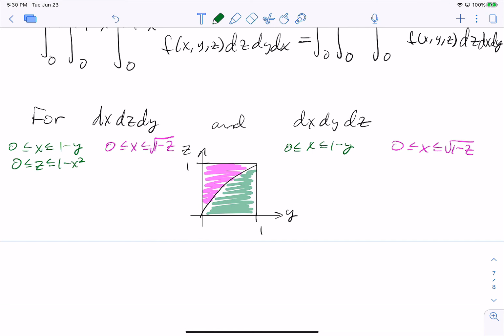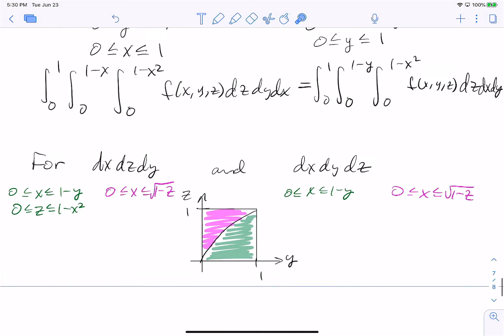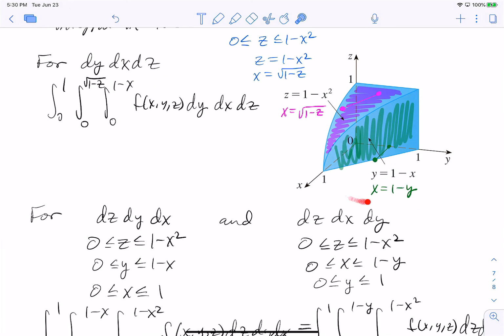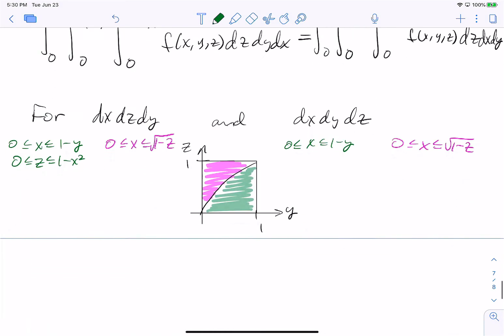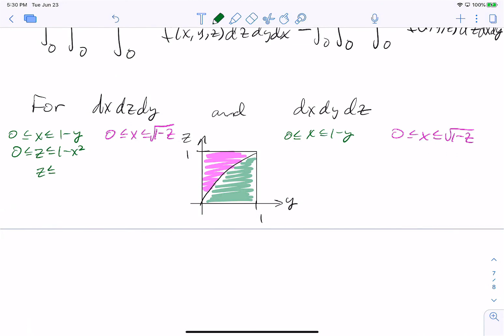However, I can't have z depending on x if I've already integrated with respect to x. The relationship that we have between x and y is that x is equal to 1 minus y. Therefore, for z, I've got to replace x. Z is going to go from 0 to 1 minus the quantity of 1 minus y squared. Simplifying, we get that z goes from 0 to 2y minus y squared. And then we can see again that y goes from 0 to 1.